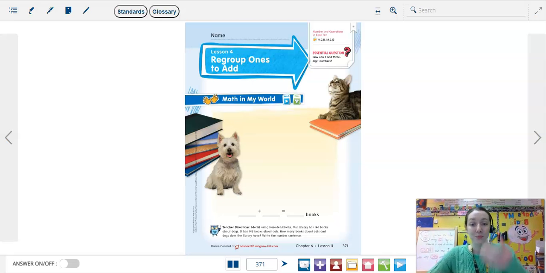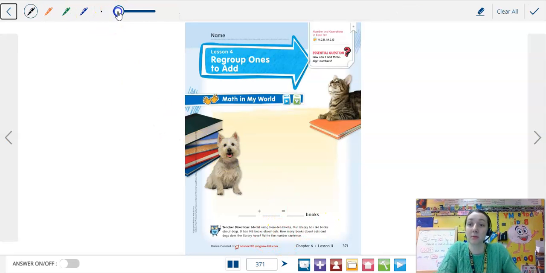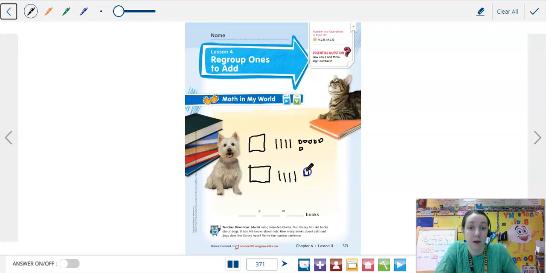Alright, so we're going to model this using base 10 blocks. Our library has 146 books about dogs. It has 145 books about cats. How many books about cats and dogs does the library have? And then we're going to write the number sentence. Okay, so there's 146 books about dogs and 145 books about cats.